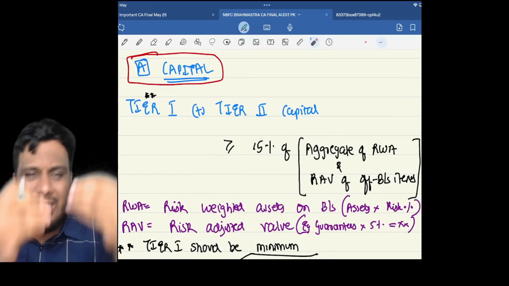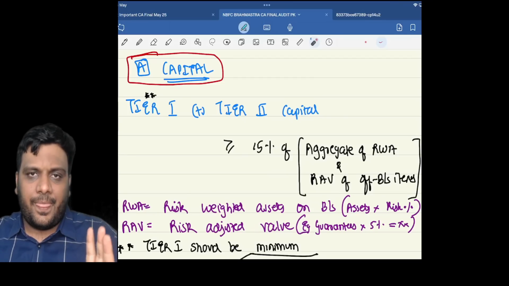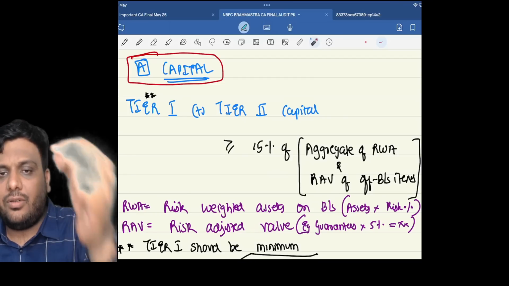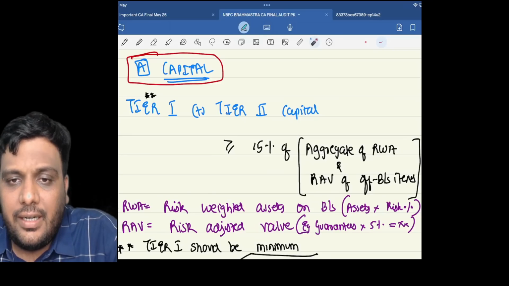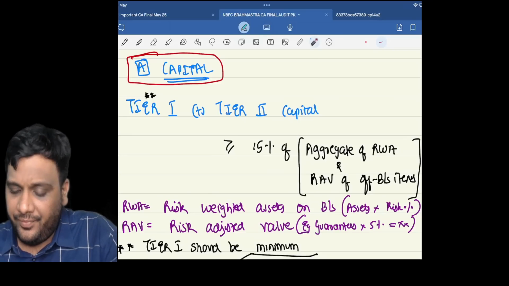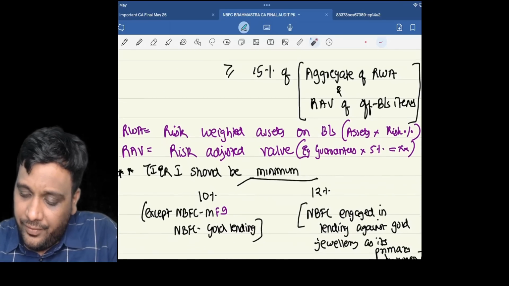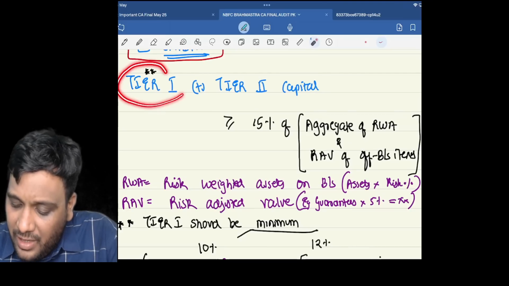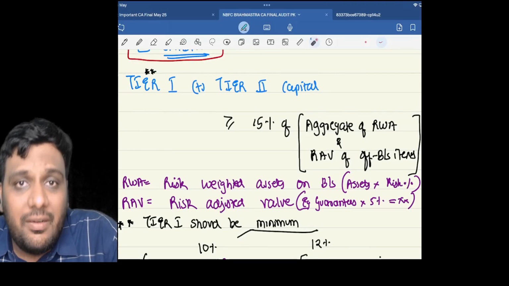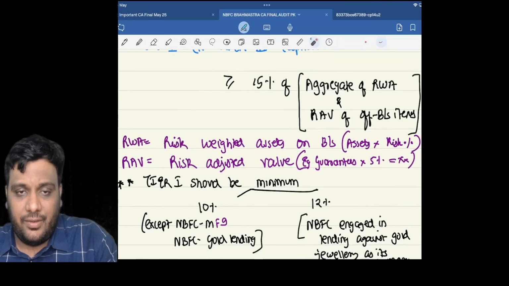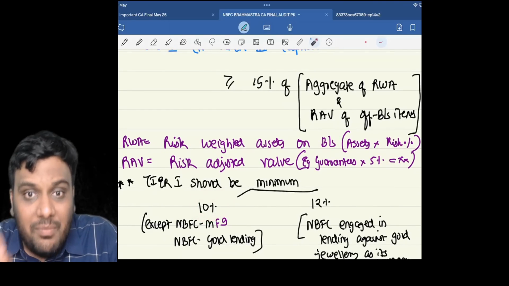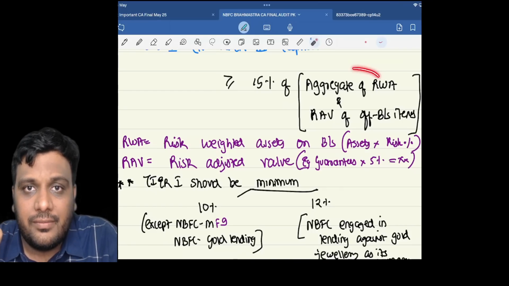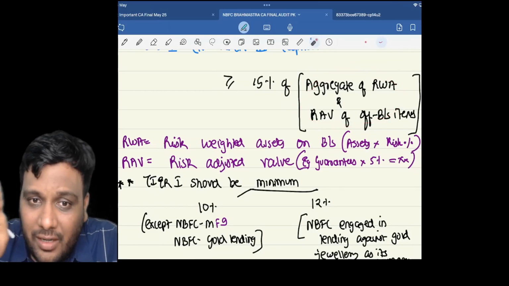Now forget what is tier 1, tier 2 for 2 minutes. Just try to memorize. Tell me, tier 1 plus tier 2 capital has to be 15% or more of aggregate of risk weighted assets and risk adjusted value of off balance sheet items, correct? Okay. Now listen to me. From that, tier 1 capital has to be minimum 10%. I repeat, tier 1 capital has to be minimum 10%. That means 10% of this amount has to be tier 1 capital. Are you with me?